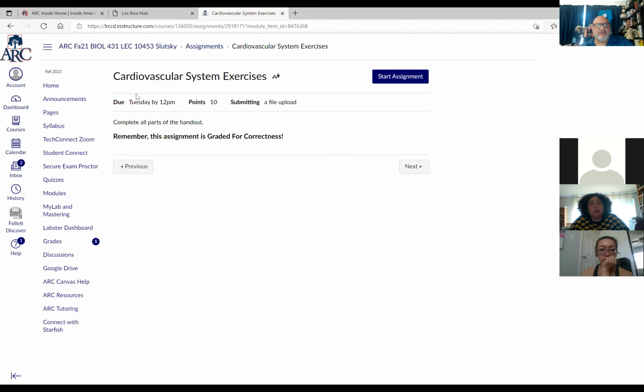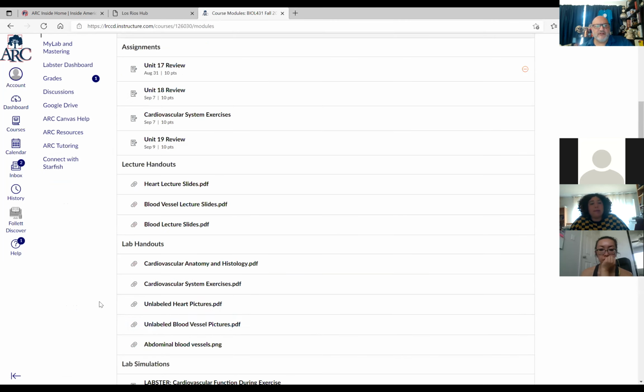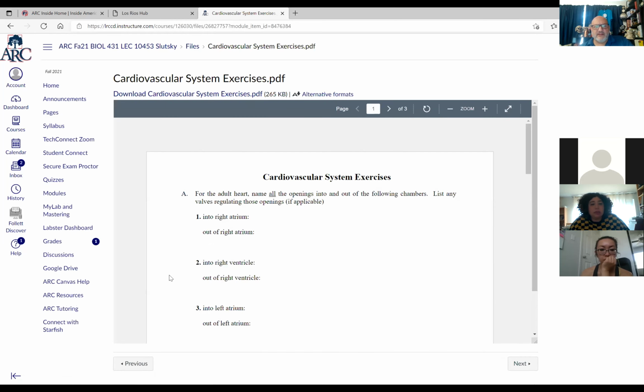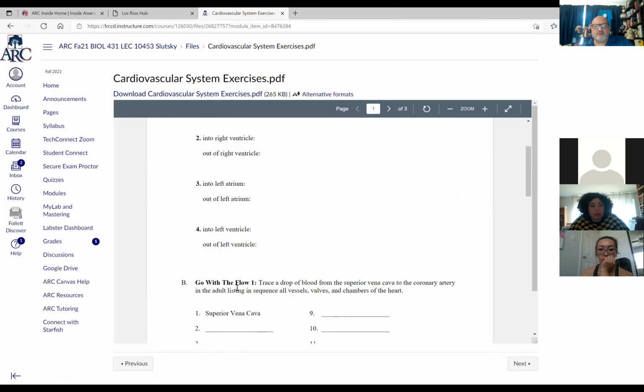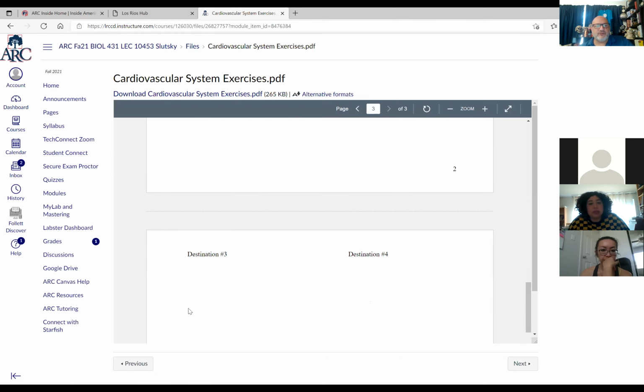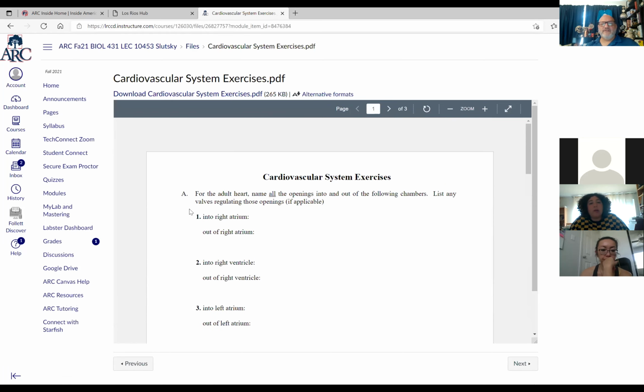If you were to click on the cardiovascular exercise, it reminds you that you have to fill out that handout. And so when you go back to the module, lo and behold, as we talked about a couple days ago in class, there was this handout that you were responsible for. We talked about tracing the blood. You have to go to the 2 places I gave you. You need to come up with your 2. So again, we did all of this, but make sure you are completing this because, like I said, this one is graded for correctness.